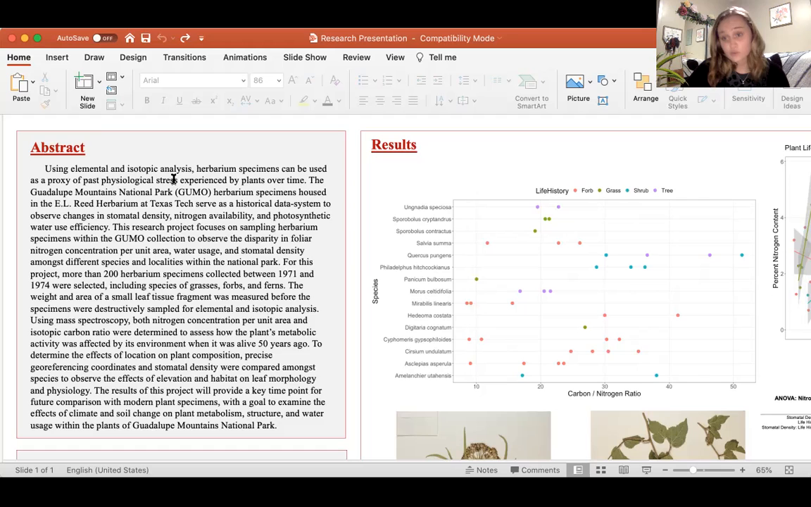So the way that we are doing this is we have taken the stomatal densities of each of these plants and compared it with elevation as well as the carbon nitrogen ratio. And we will delve into that later within this presentation.